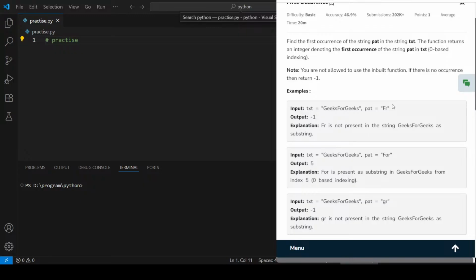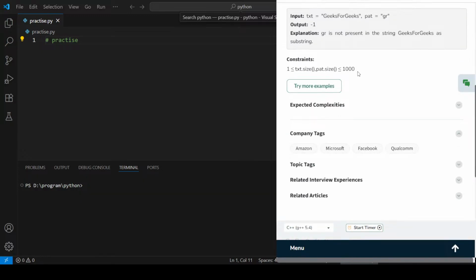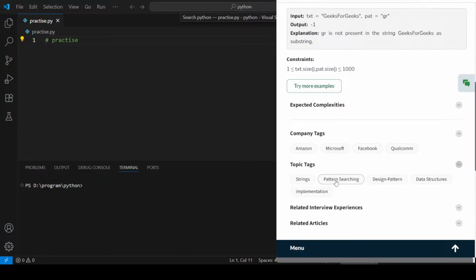Find the first occurrence. Okay, guys, I need to find the first occurrence. It's simple, it has some pattern and text. The pattern should match with the words. Okay, what is the constraint here? Text size, pattern size, 1000. Guys, I couldn't understand this one.